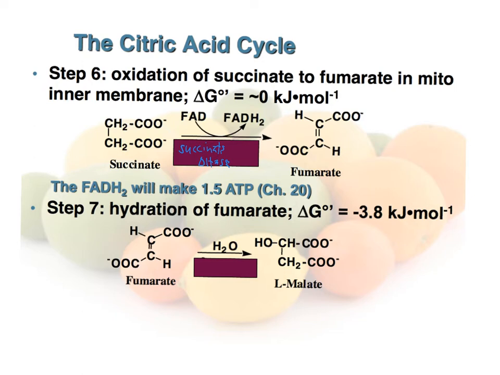Okay, so step 7 is the hydration of fumarate becoming L-malate, and it's fine with me if you just call it malate. That's the L versus the D, just to let you know, the stereochemistry for the sugar. We've actually seen malate before. I don't know if you remember it or not, but we saw it as part of gluconeogenesis. Malate's important. It's another one that's commonly used in multiple metabolic pathways.